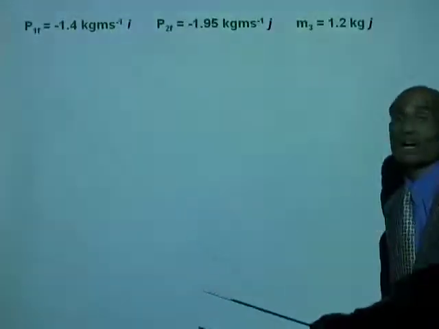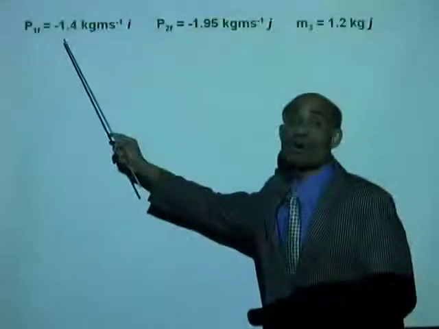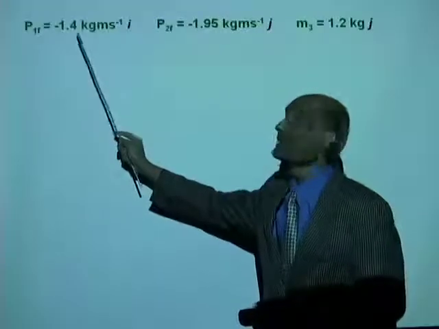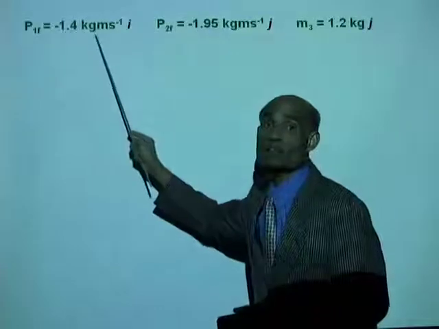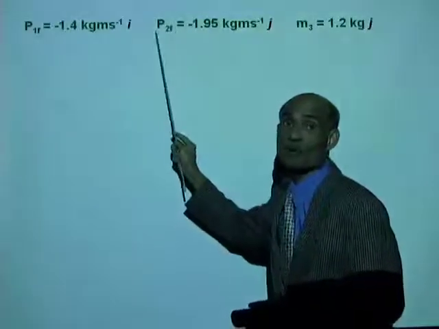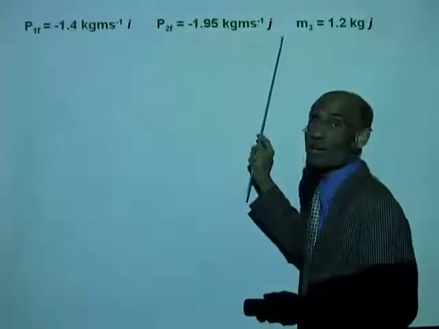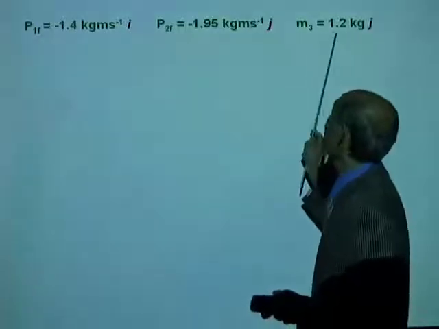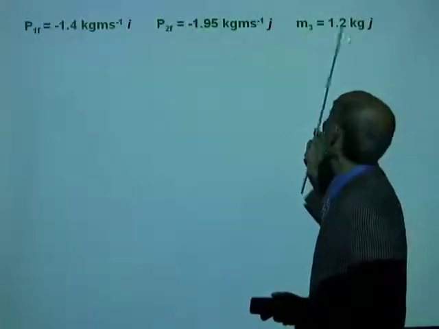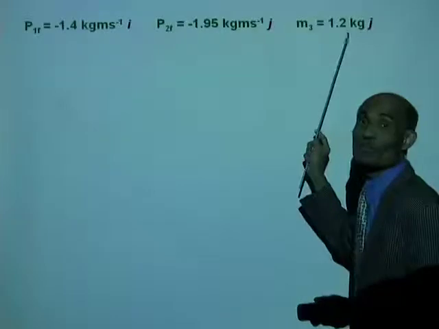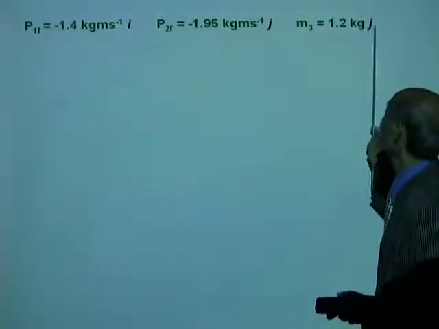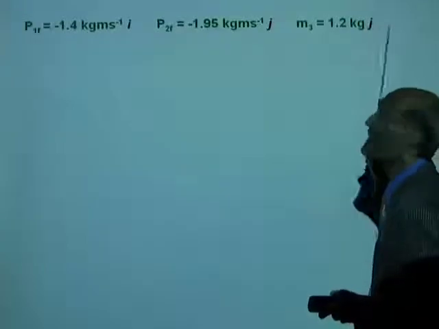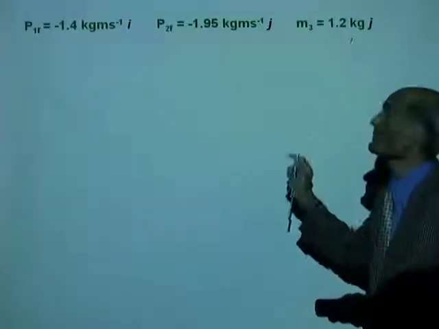Let's go to the other slide. And I have brought all these important values with me. Final momentum of the first fragment, final momentum of the second fragment, and the mass of the third piece. Well, what is wrong in here? The mass is not a vector quantity, so just take away that j. That j does not belong there.